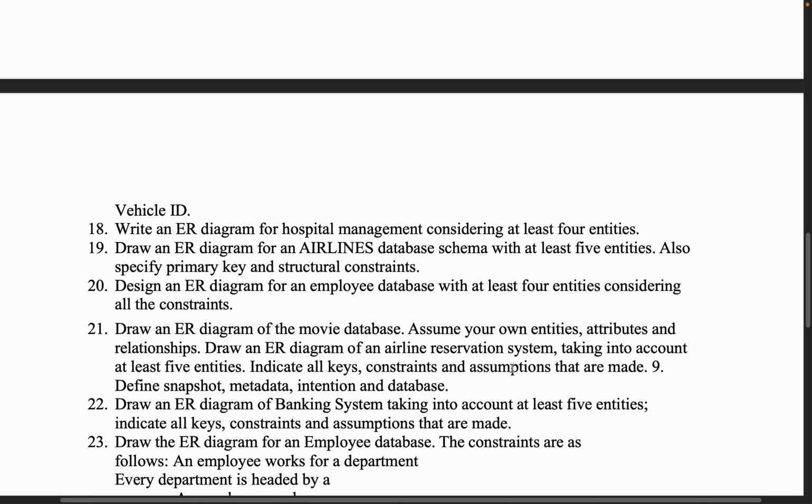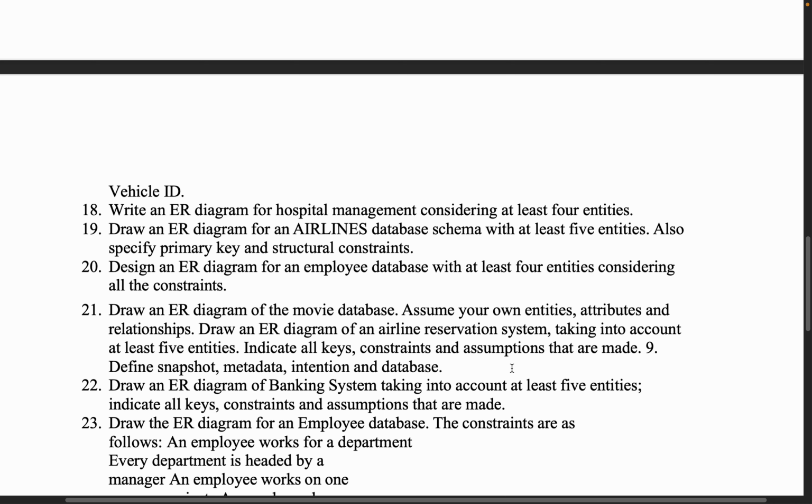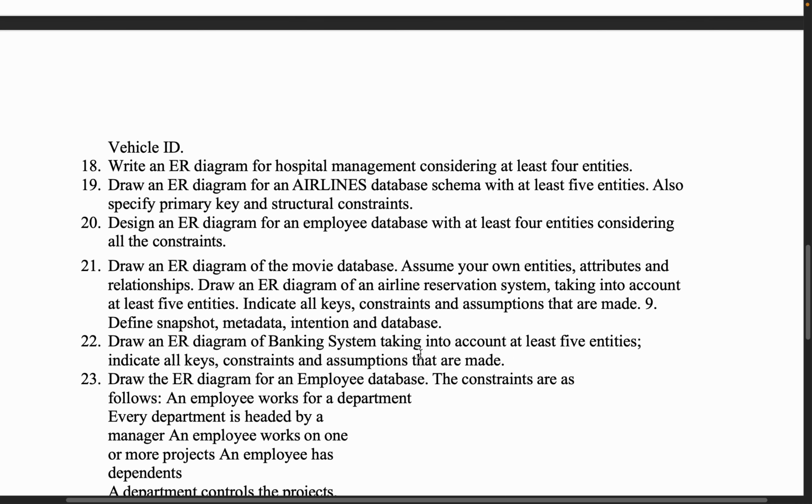They will ask some examples, that's why we included them here. So these are all ER diagrams. Then the ER diagram of a movie database, assuming your own entities, attributes and relationships. Draw an ER diagram of an airline reservation system, taking into account at least five entities, and indicate all key constraints. These are the types of questions that will come.